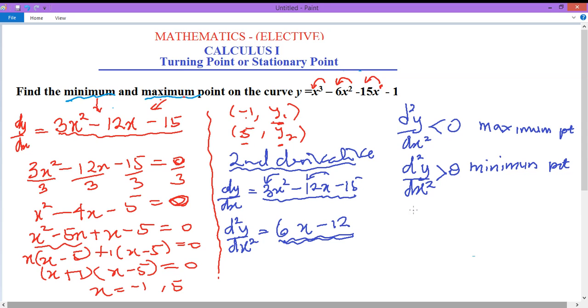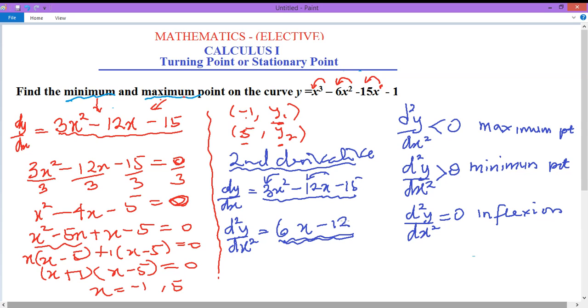What about if it's exactly equal to 0? It is neither negative nor positive, but exactly 0. d squared y over dx squared is exactly 0. Can you guess? I think your guess is as good as mine. When it's exactly 0, that particular point is a point of inflection. So take note of that.